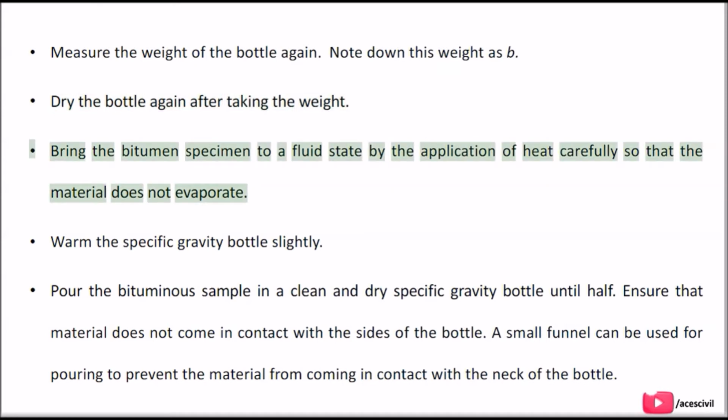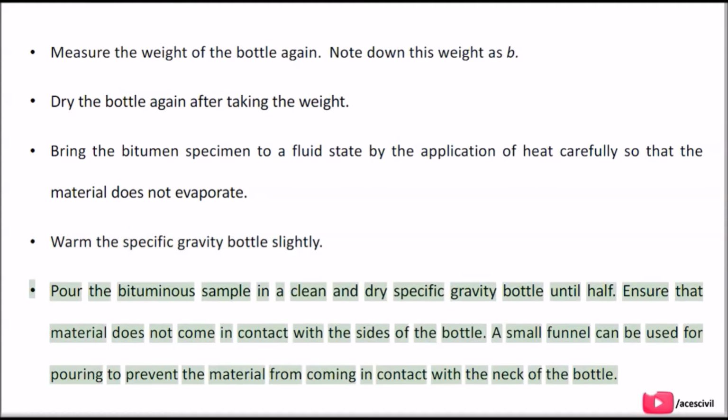Bring the bitumen specimen to a fluid state by the application of heat carefully so that the material does not evaporate. Warm the specific gravity bottle slightly. Pour the bituminous sample in a clean and dry specific gravity bottle until half. Ensure that material does not come in contact with the sides of the bottle. A small funnel can be used for pouring to prevent the material from coming in contact with the neck of the bottle.